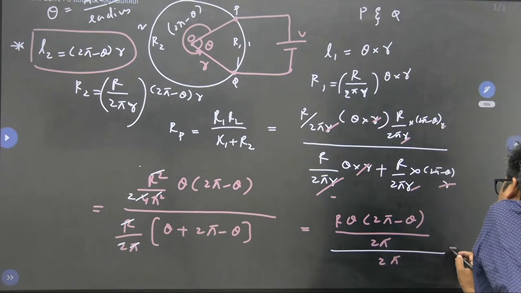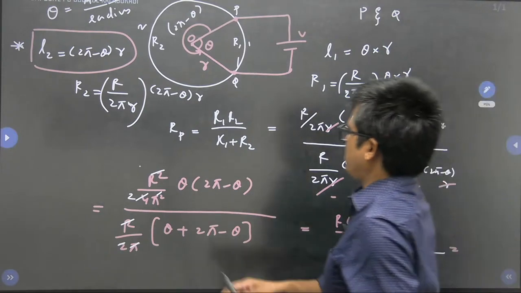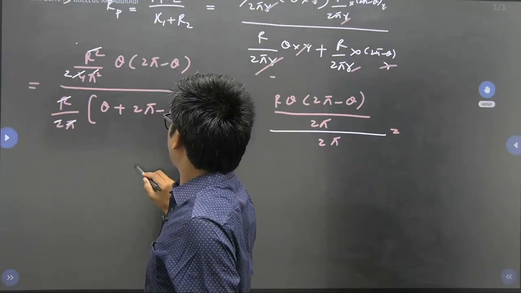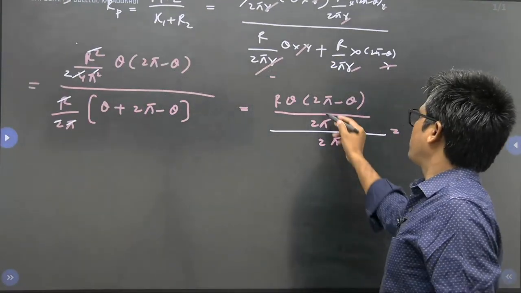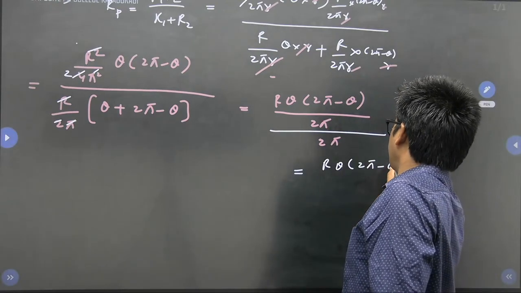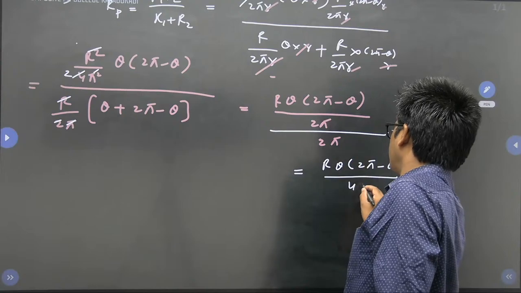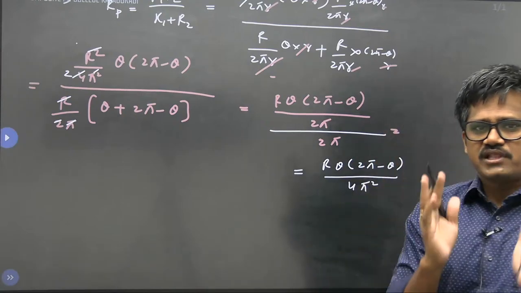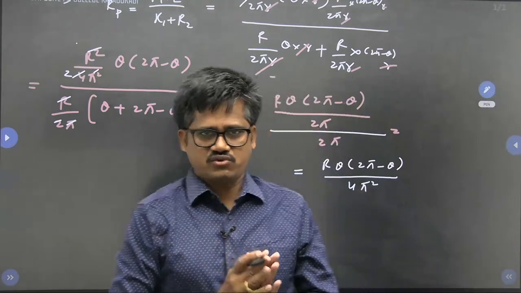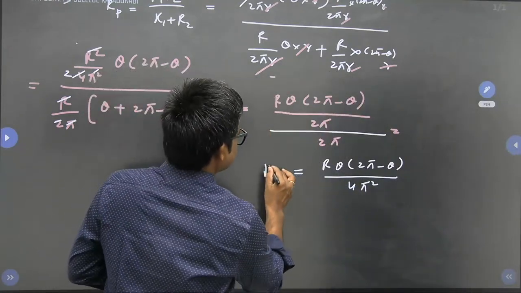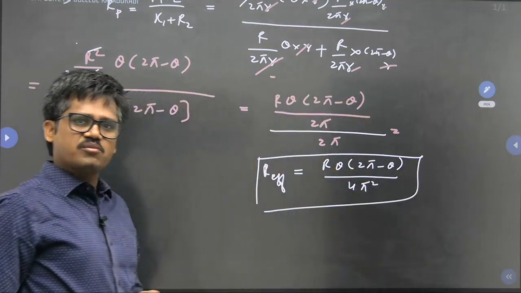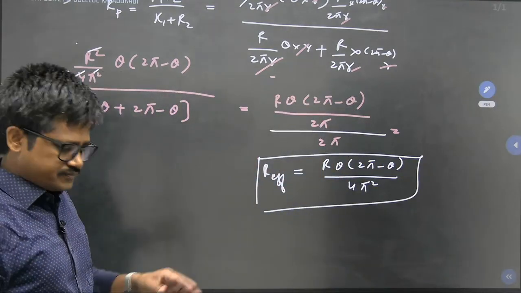Then what should be the answer? Okay or not? Tell me, what is the answer? 2 pi into 2 pi, this will be 4 pi square. So the answer is R theta into 2 pi minus theta, divided by 4 pi square. So you get to know the method, what I did. Okay or not? So this will be the effective resistance. Got my point?